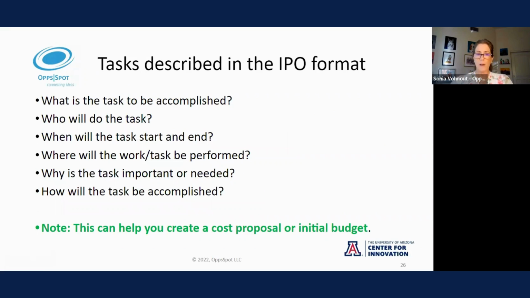So what is the task to be accomplished? Who's going to be doing the task? When will this task start and end? Where are you going to be performing the task? Why is this task important and needed? And how will the task be accomplished? Right? And all these questions, if they're addressed on each of the tasks, it's going to help you also create your cost proposal and your initial budget, because you're going to know who's going to be doing it, how much time they're going to be doing, what resources you're going to need, and it's going to help you create that budget. Next slide.